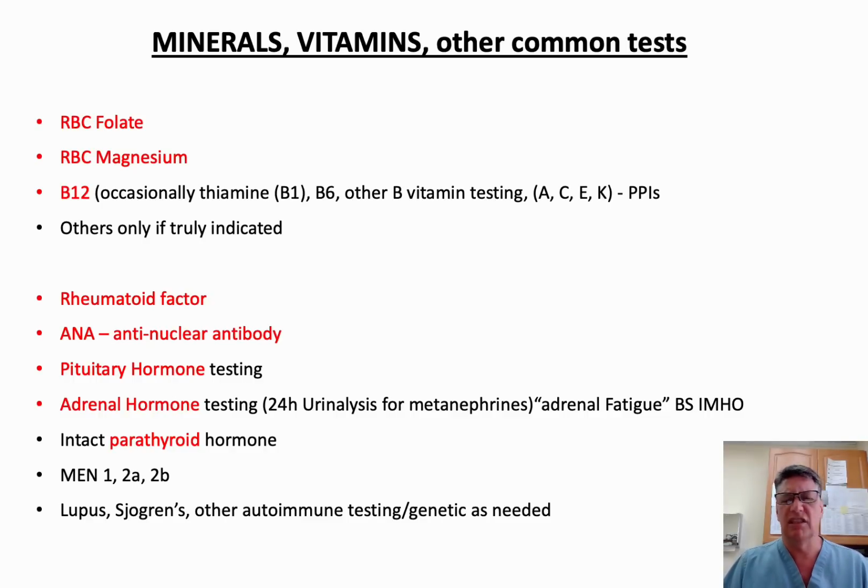Same thing with B12. We see B12s above 2,000 units. Ideally, I want B12 between 600 and 800, but we monitor these. We occasionally look at B1, B6, and other B vitamins, A, C, E, K, but I really am not in favor of testing this routinely. When someone's on a proton pump inhibitor, I want to know what their B12s are. So really, we're looking for an indication to test rather than a global test.